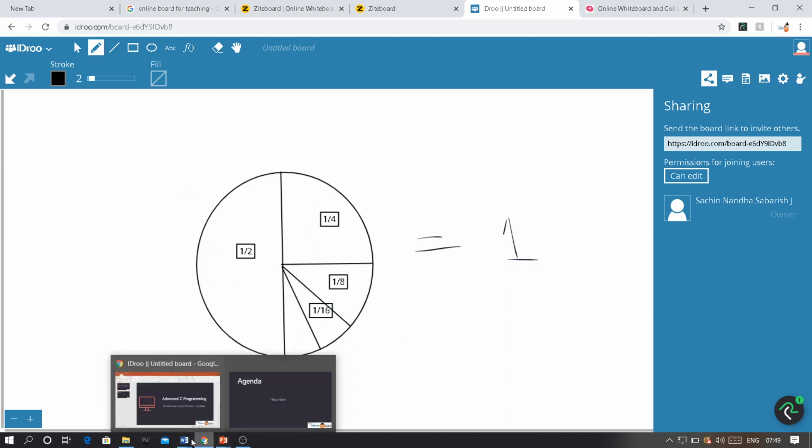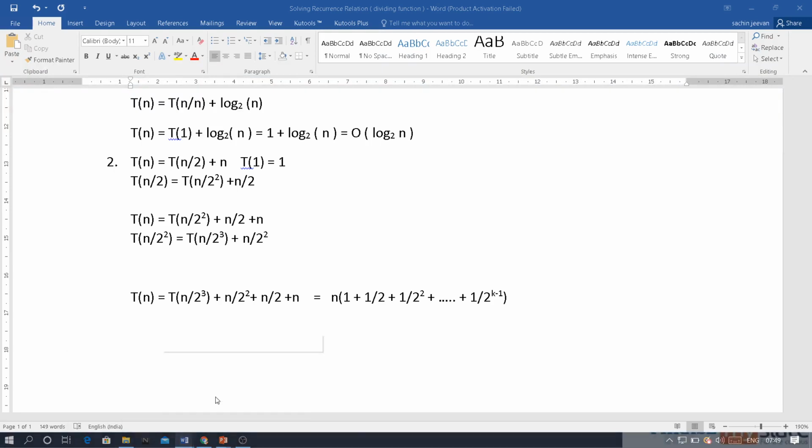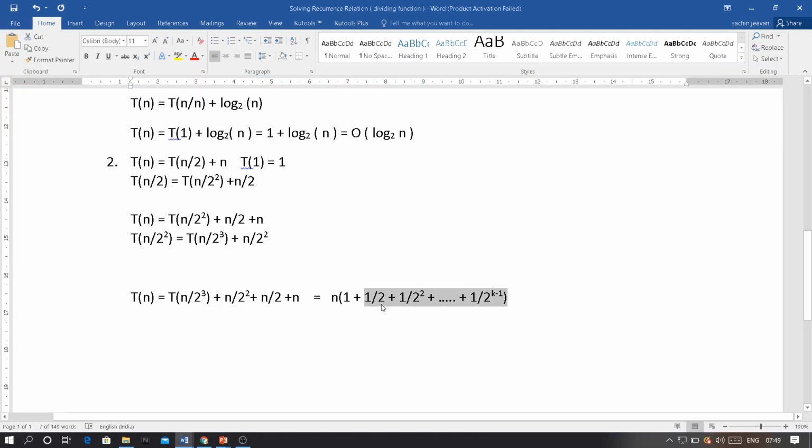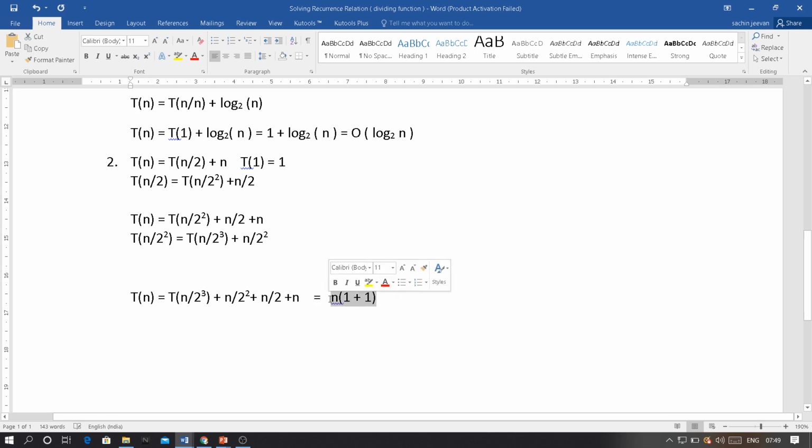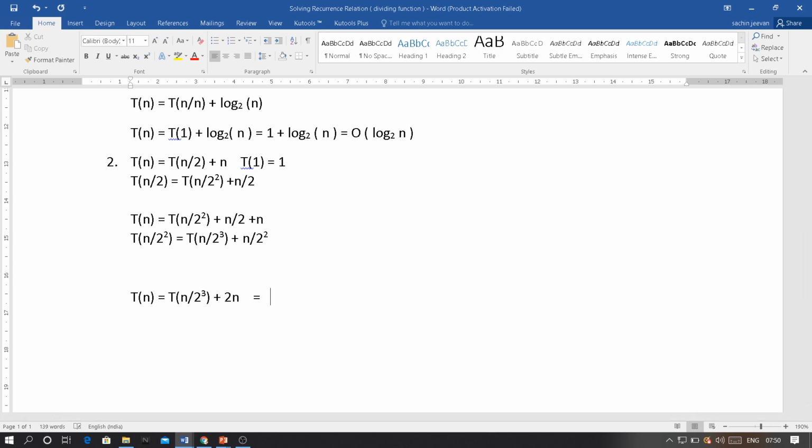So what we can do here is, instead of this entire expression, 1 divided by 2 plus 1 divided by 2 square up to 1 divided by 2 power k minus 1, it can generally be taken as positive 1. We have one more 1 there, so 1 plus 1 will be equal to 2. So this part totally becomes 2n. This entire part becomes 2n. So let me take it as 2n. Hope one part of it has been solved already.